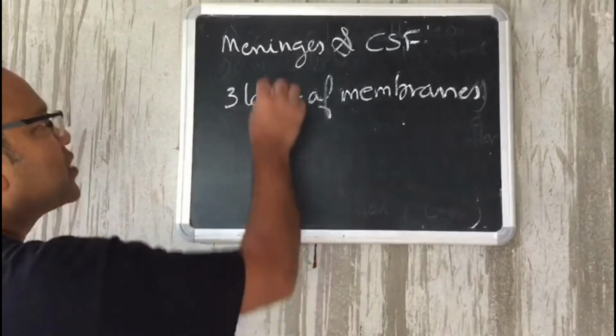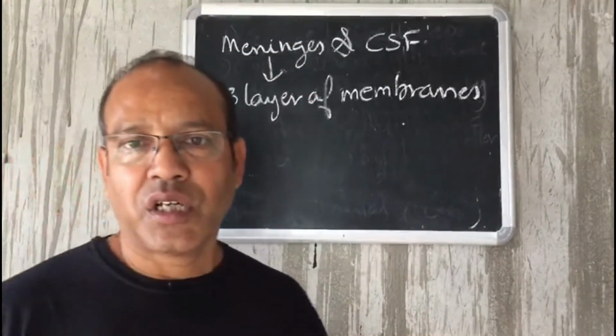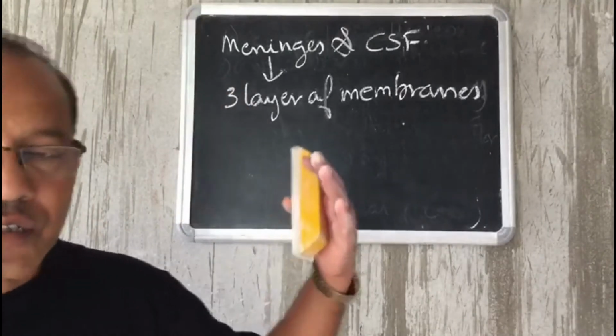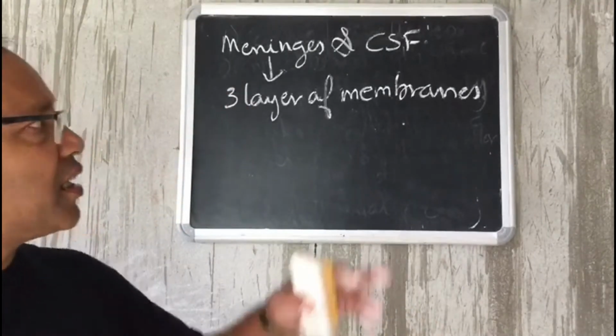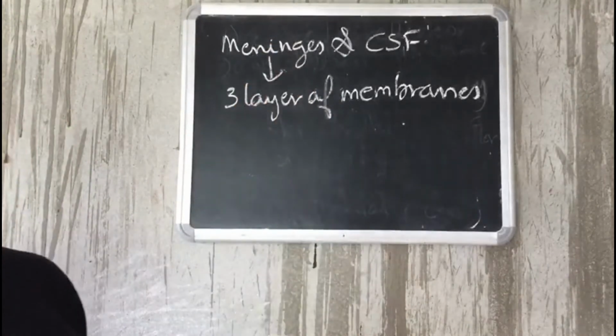3 layers of membranes. These 3 layers of membranes are what are known as meninges. The meninges are besides the skull, below the skull, there are 3 layers of membranes called the meninges. Now, what are the 3 layers?